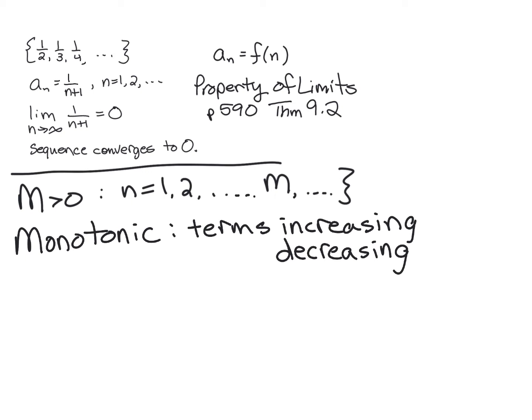Now, I just said that monotonic increasing means the terms are always increasing. The book will say non-decreasing because it could be increasing or staying the same. In other words, it doesn't increase here and decrease there. Same thing for monotonic decreasing.